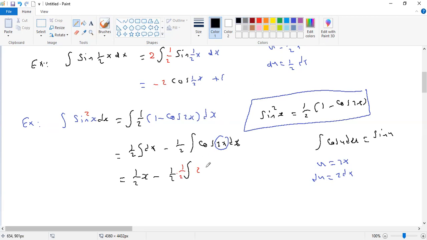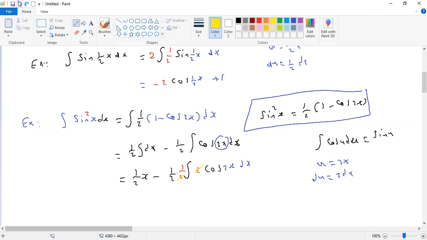Cosine, what do I have now? Cosine u. What is the u here? 2x dx. Now, the derivative of only the angle 2x is 2 dx. So now we have 2 dx, and the rest is still the same. Why the same? Because I multiply by 2, see the red? 1 divided by 2, which is 1. So the half cosine is the same.